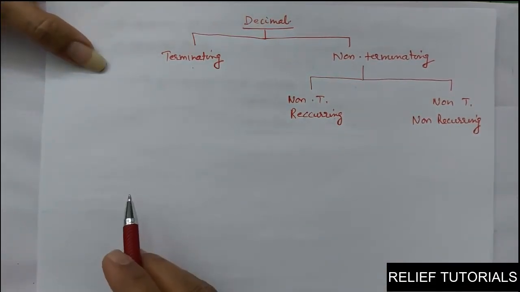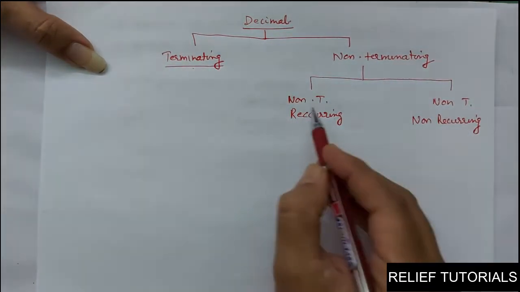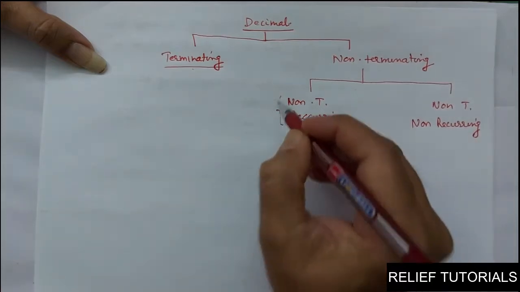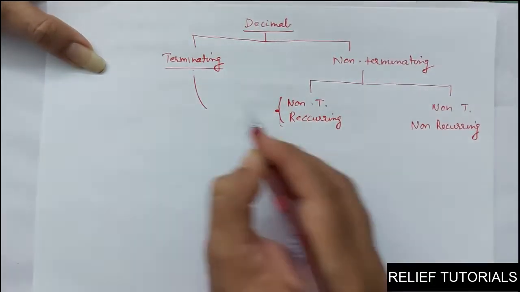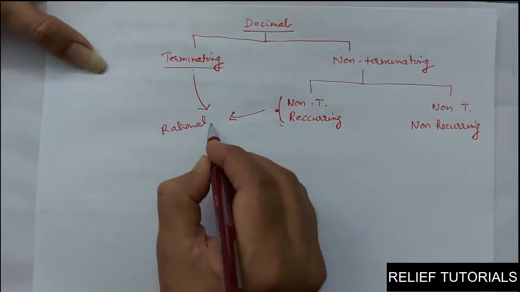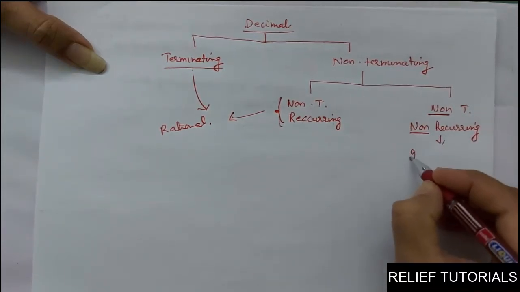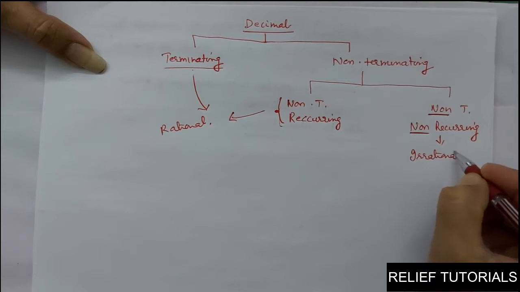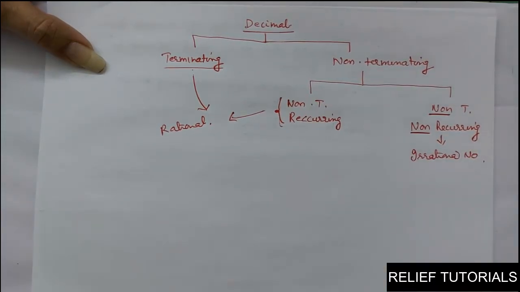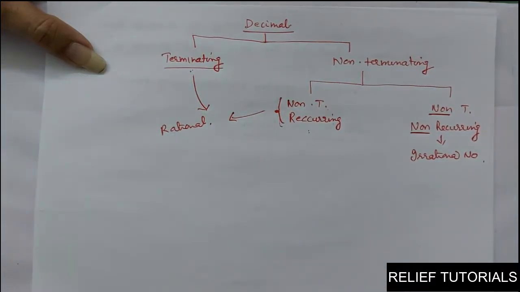Now you know what rational numbers are. The numbers which can be written in the form p by q are called rational. And I have discussed the decimal forms of rational numbers. So all terminating decimals and all non-terminating recurring decimals are called rational numbers. And non-terminating non-recurring decimals are all irrational numbers. Clear friends? We are familiar with this fact.